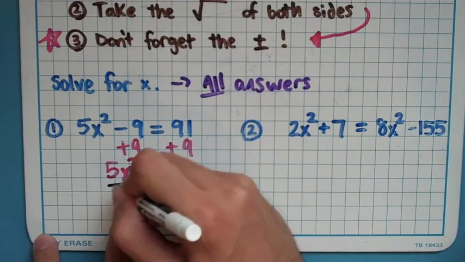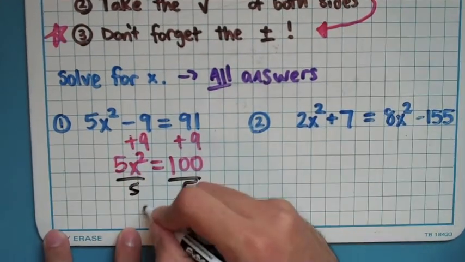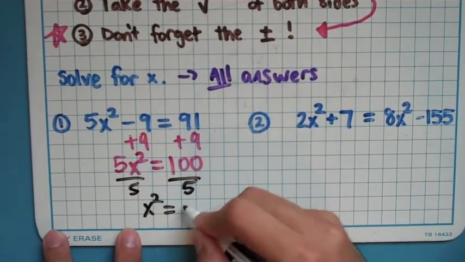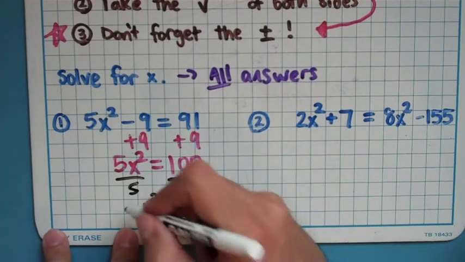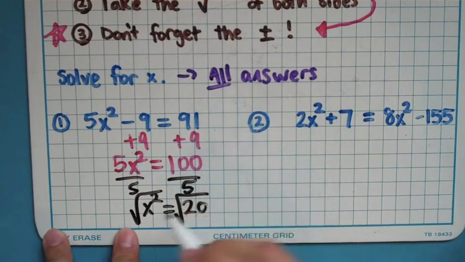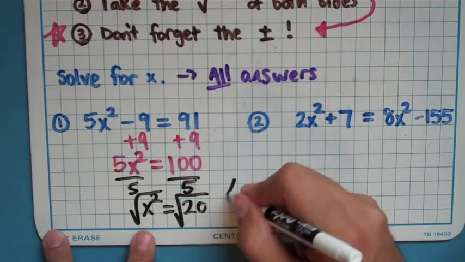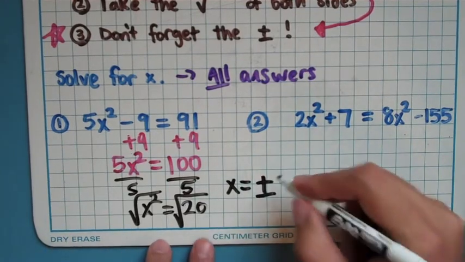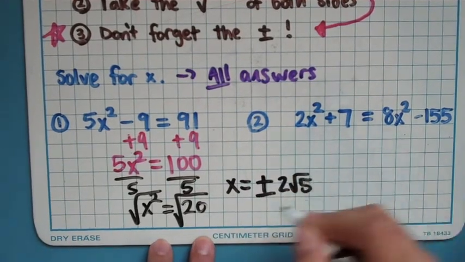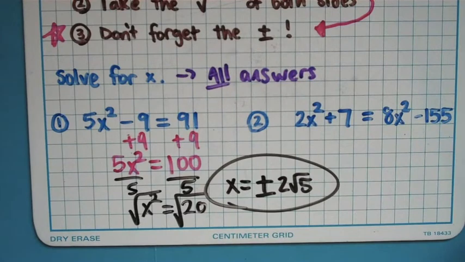by dividing by 5. So we divide both sides by 5, we get x squared equals 20, and only when you have the x squared by itself can you do the square root on both sides. So we take the square root on both sides to kill off the x squared. We get x equals plus or minus, don't forget that sign, and if you do a little factor tree on 20, it's going to end up being 2 root 5. So positive 2 root 5 and negative 2 root 5 are our solutions.